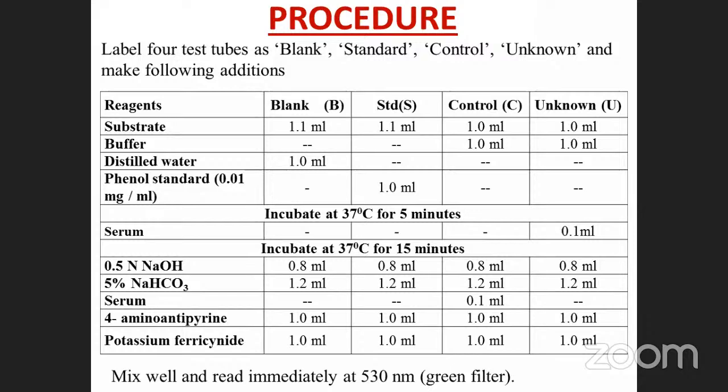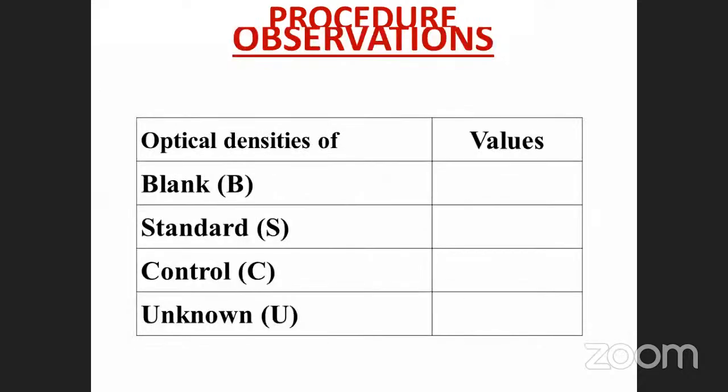You know there are 2 types of blanks: the water blank, used to set the zero reading of the colorimeter, and the reagent blank. Due to the own color of the reagent, to remove that error, the reagent blank is used. Understood? What is the procedure of this estimation? You know this table? Observation. What are the readings of blank, standard, unknown, and control?